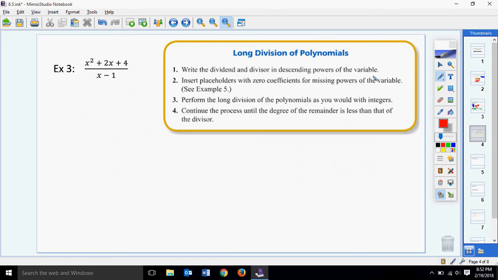So we have dividend inside our house, so that's our numerator, x squared plus 2x plus 4. We'll put our divisor outside the house, x minus 1.